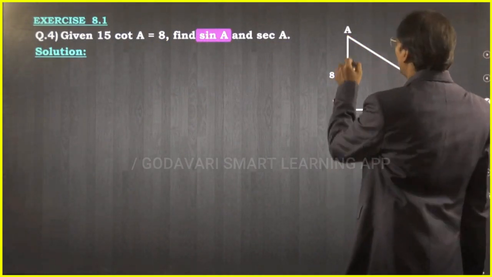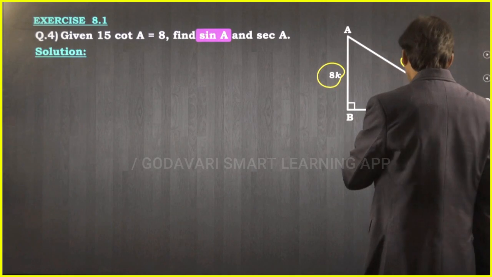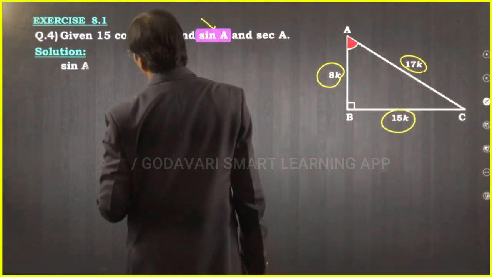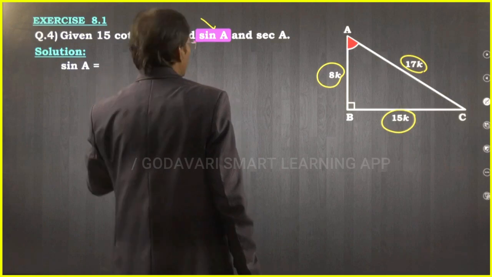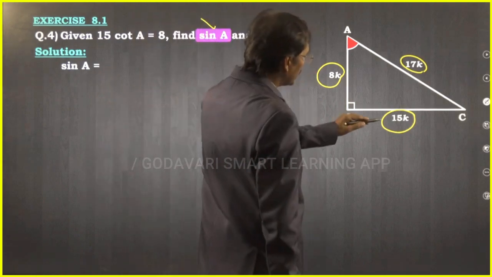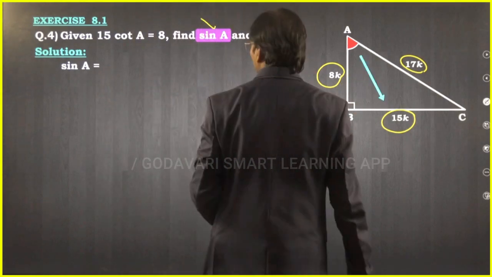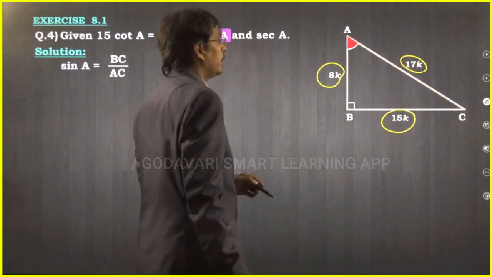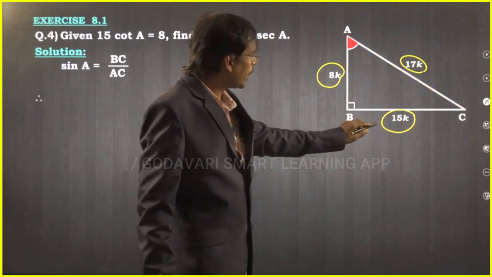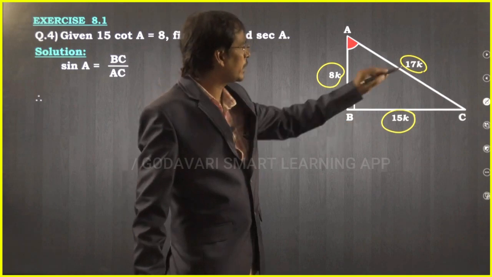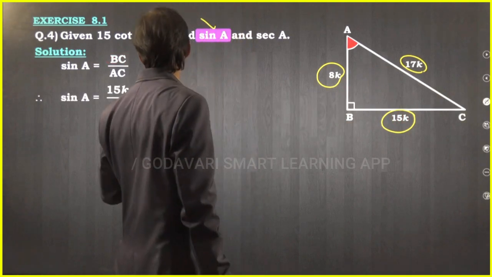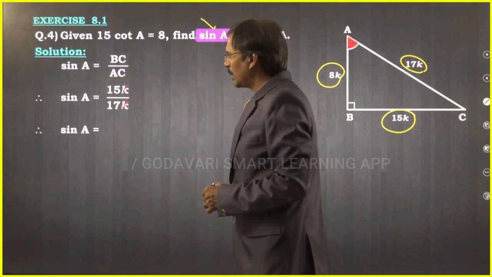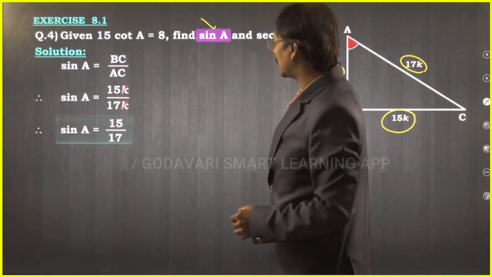And the adjacent is 8k. The opposite side is 15k. How do we find sin A? Sin A is nothing but opposite side by hypotenuse. That is BC by AC. So BC is nothing but 15k, AC is nothing but 17k, 15k by 17k. K cancels. And 15 by 17 is sin A.